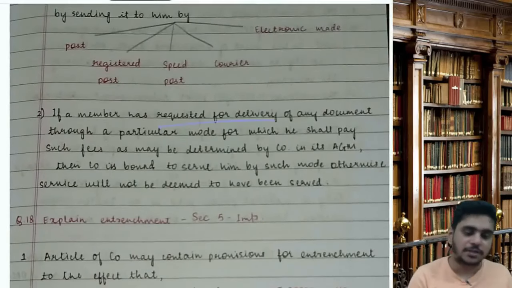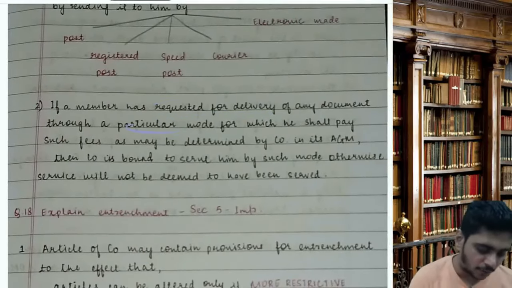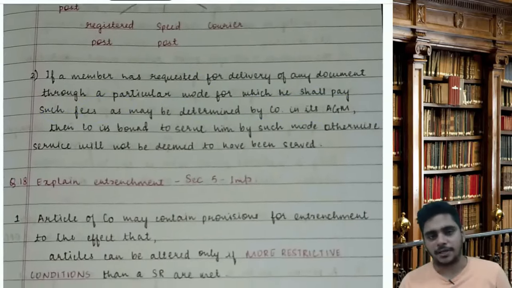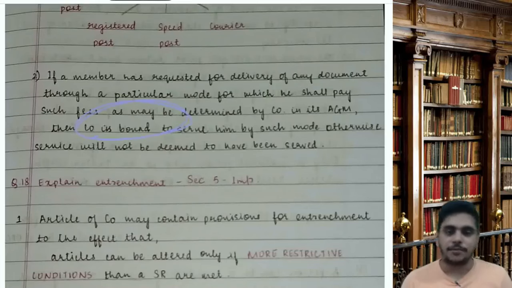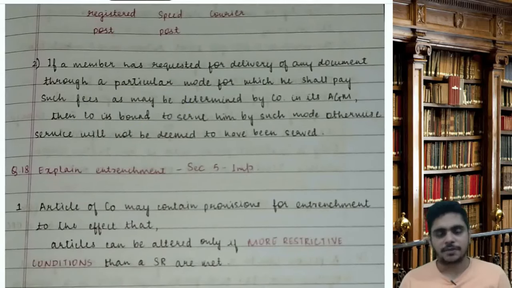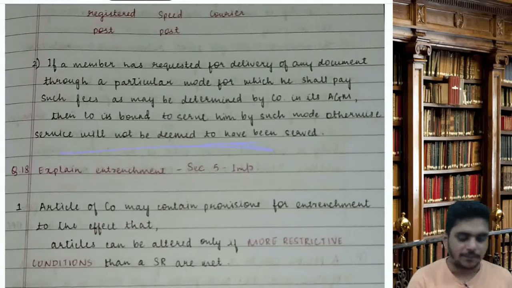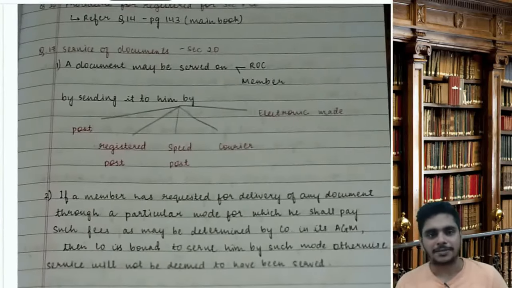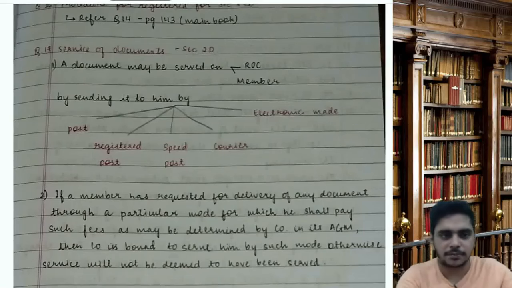If a member has requested delivery of any document through a particular mode, for which he shall pay such fees as may be determined by the company in its AGM, then the company is bound to serve it by such mode. Otherwise, service will not be deemed to have been served. Okay, Section 20, service of documents. Read this. Point number 2 is important in this.